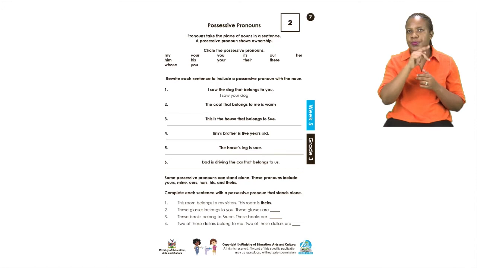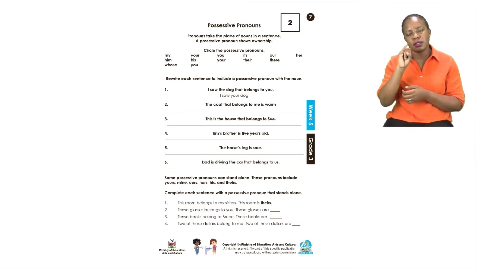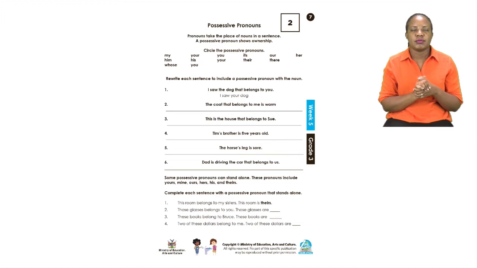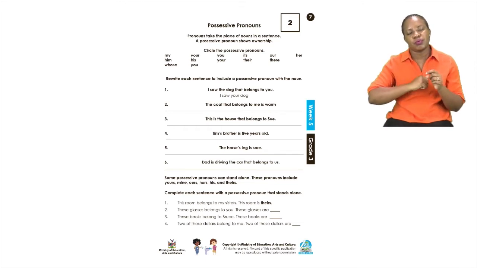Now remember, some possessive pronouns can stand alone, and they have given you examples of them. And you are going to use these standalone possessive pronouns to complete the exercise for this page. Now the bottom exercise says, the room belongs to my sisters. This room is theirs. And you are going to continue to use these standalone possessive pronouns to complete the exercise.